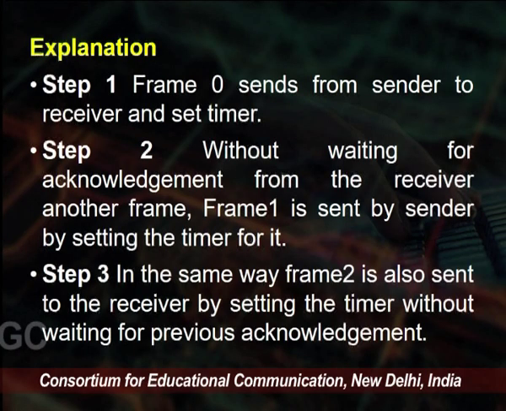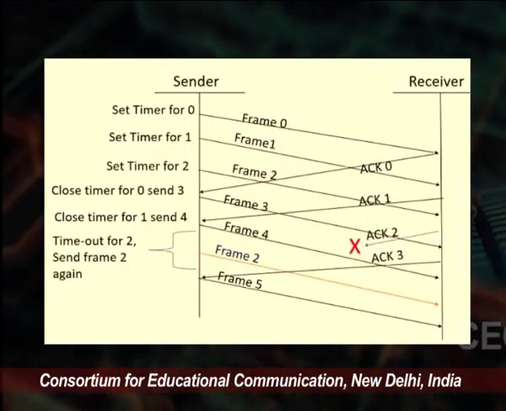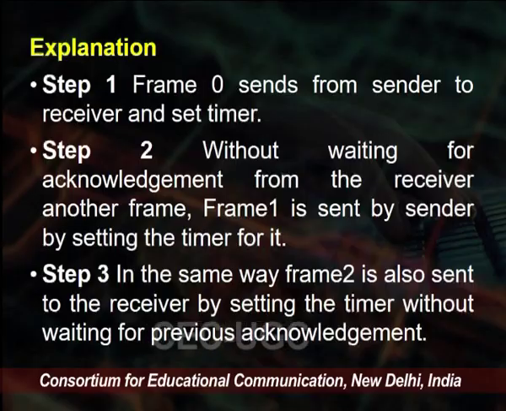Now, as we have seen, in step 1 frame 0 is sent from the sender to the receiver and a timer is set. At step 2, without waiting for the acknowledgement from the receiver, another frame, frame 1, is sent by the sender by setting a timer for it. This is what I am going to re-describe with the help of steps. In step number 3, frame 2 is also sent by the sender by setting the timer, and here also it has not waited for the previous acknowledgements of frame 0 and frame 1.